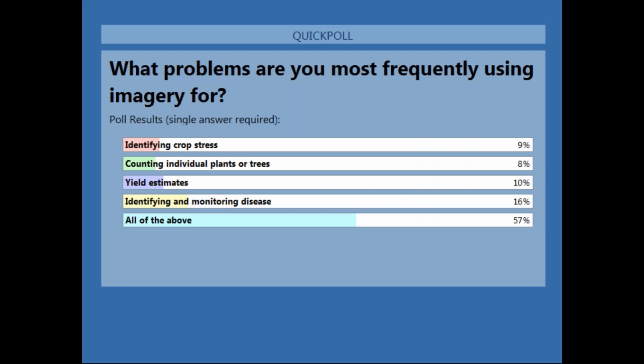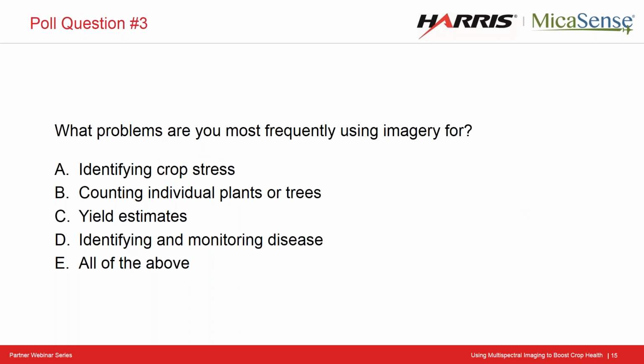All right. So looking at the results from the poll, it's overwhelmingly all of the above. That's exciting to see. We also have a nice distribution between identifying and monitoring disease, yield estimates, counting individual plants, and identifying crop stress, which is great. We'll go over a lot of that in the next section.